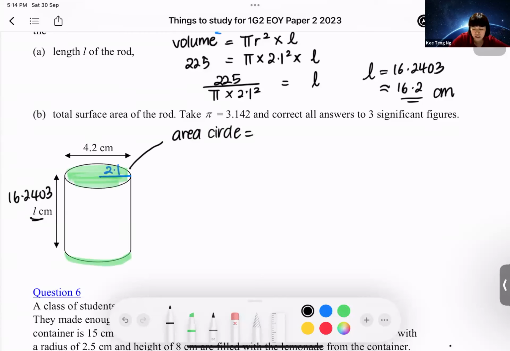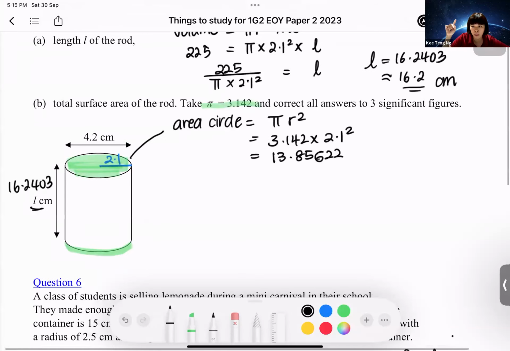Area of circle is given by pi r squared, and they say to use pi as 3.142. So 3.142 times r squared, 2.1 squared, gives me a long number, 8622. Okay, so this is the area of the circle. Next, remember we have top and bottom, so later we must times 2, okay?